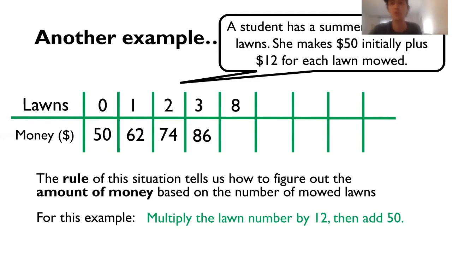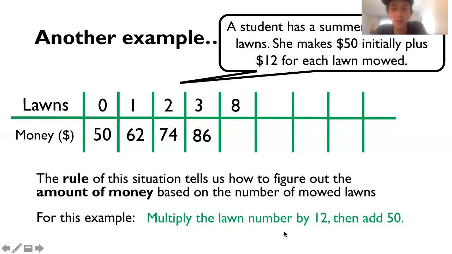And what you could do is expand your table and have it continue all the way to 8, but that's not always nice when the numbers start to get very big. What I've given you here is the rule of this situation. And a rule, very important, is a quick little formula that allows you to figure out the amount of money based on the number of lawns that were mowed. And it will work no matter what numbers we use.